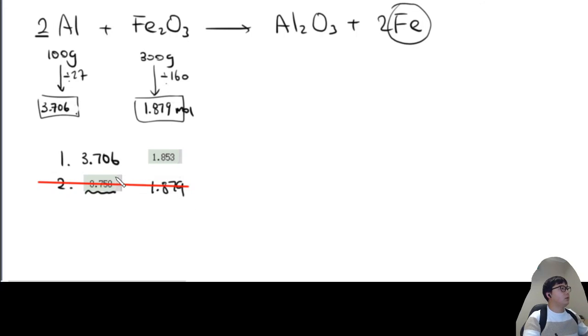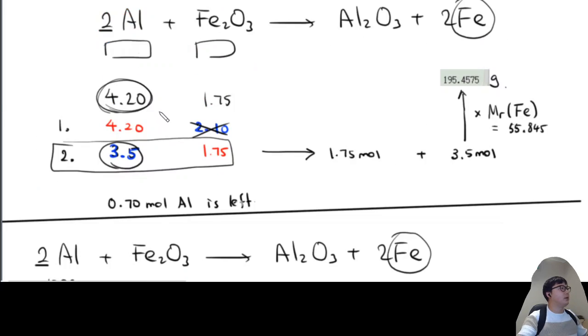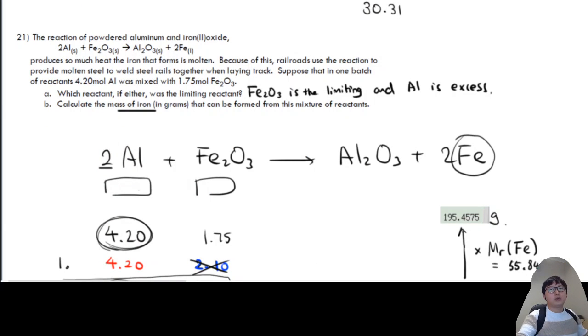Okay. You will end up using all of the aluminium and using only 1.853 out of 1.879. So if you're given mass, then you have to first calculate the number of moles and then do this scenario. In the previous question, we just started off from this table, right? So the question will be slightly different. It's a bit more advanced if they start off from masses. Okay. So that's it for question 21 and 22 now.